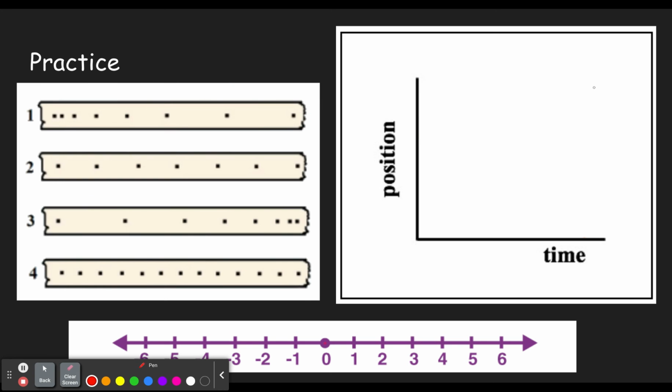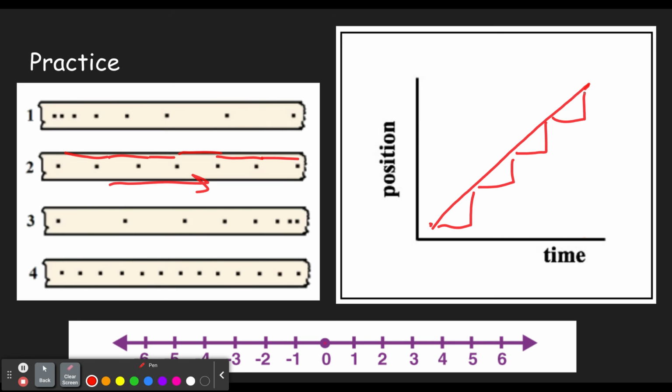All right. Number 2, remember we're still looking at going this direction. So this one, they're all evenly spaced up. Okay, so that means it's going the same speed the entire time. Starts left, ends right, same speed the entire time. Every second, it changes by the same position. Okay, so that's what that one would look like.